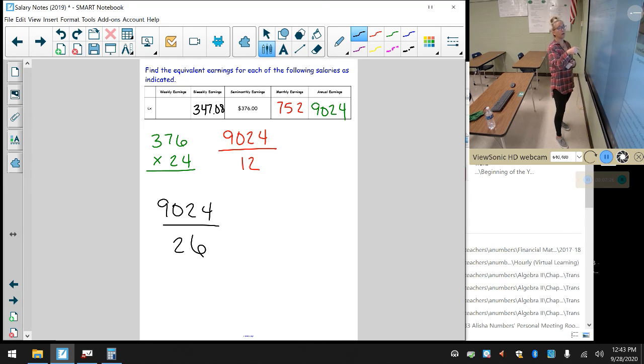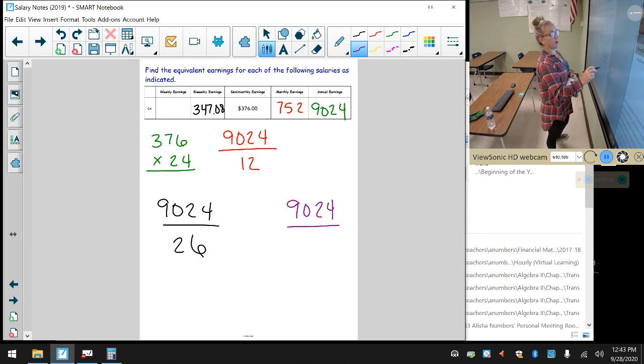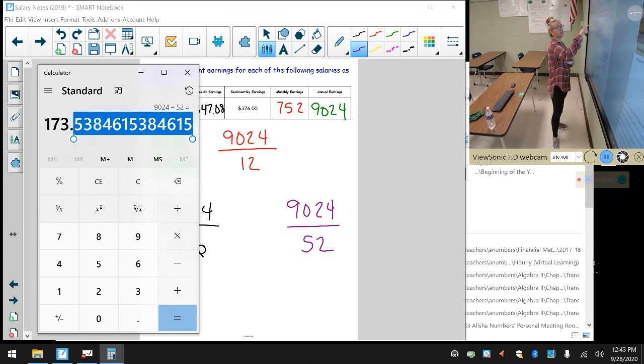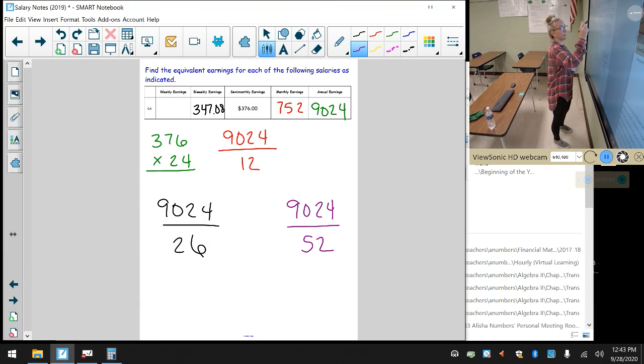And finally, weekly earnings. I'm going to take 9,024 and divide it by 52. That's $173.54, since the 8 makes the 3 round to a 4. So $173.54.